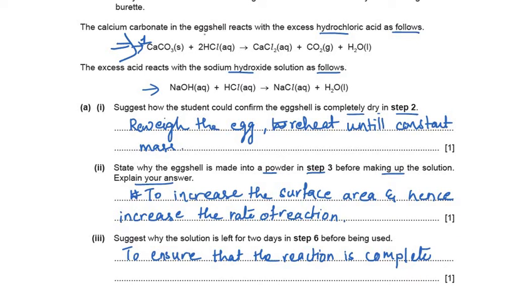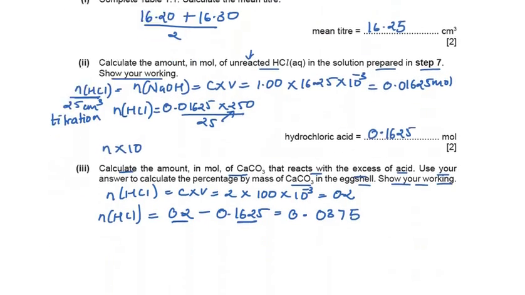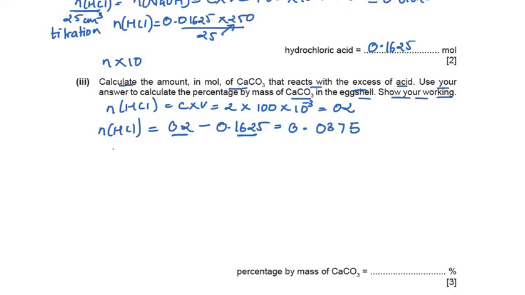Now if you look at the equation of calcium carbonate and HCl, the first equation, we can see that the mole ratio of calcium carbonate to HCl is 1:2. So if the moles of HCl is something, calcium carbonate is half of it. Moles of calcium carbonate is equal to 0.0375 divided by 2, because the moles of calcium carbonate is half the moles of HCl. This will give us the answer of 0.01875 moles.